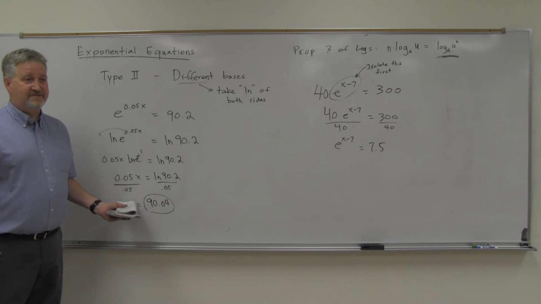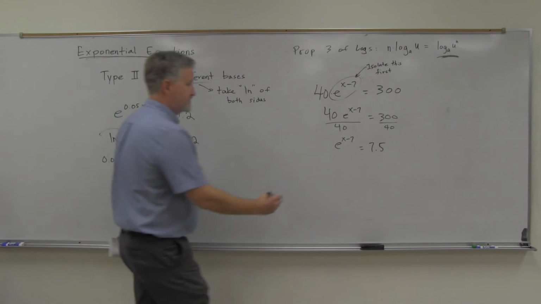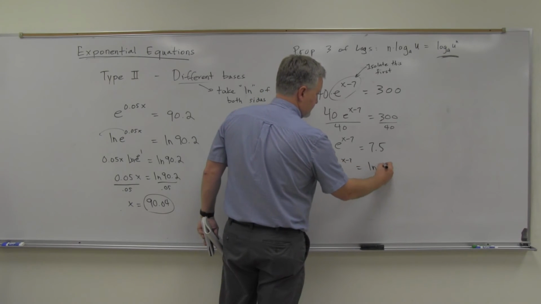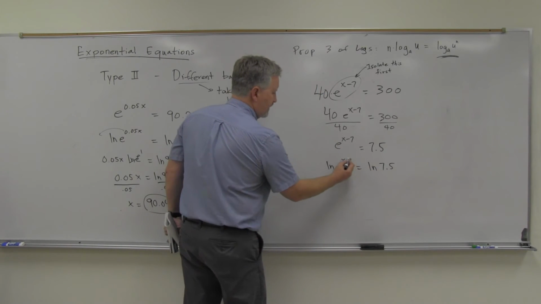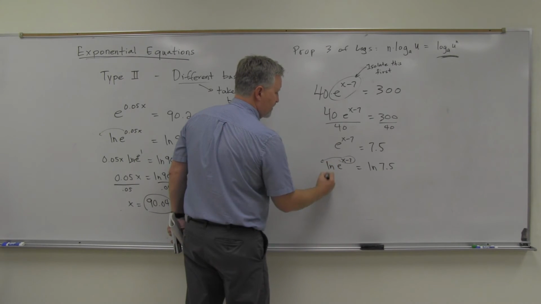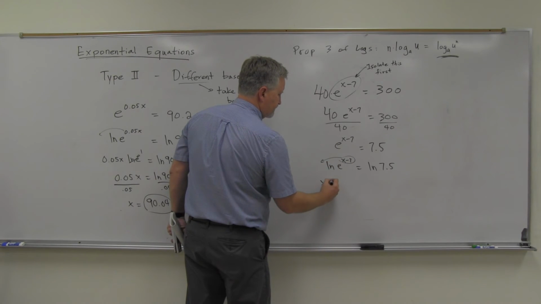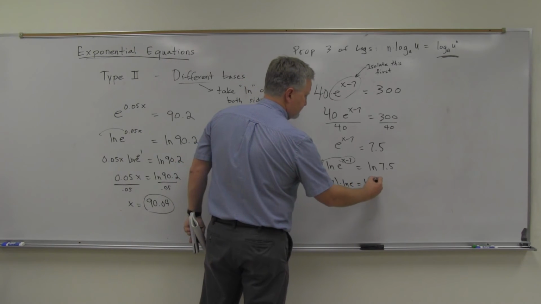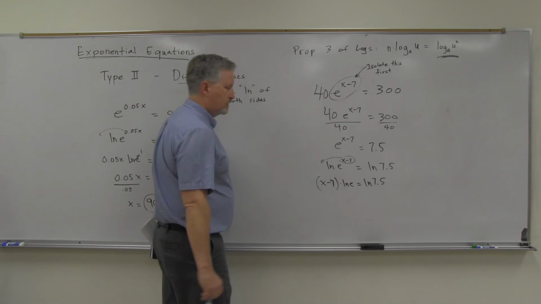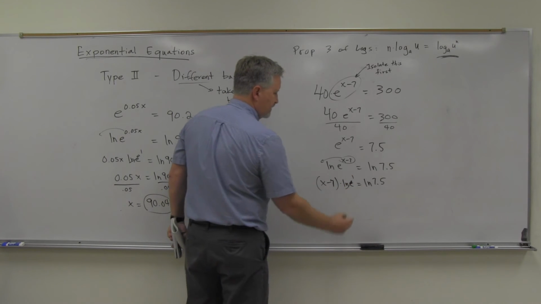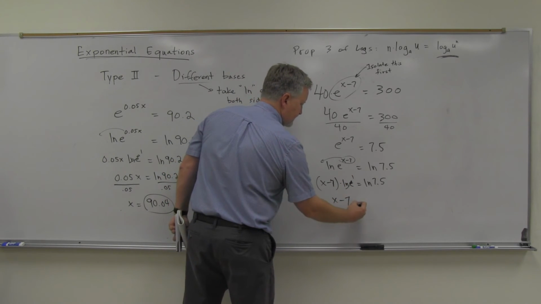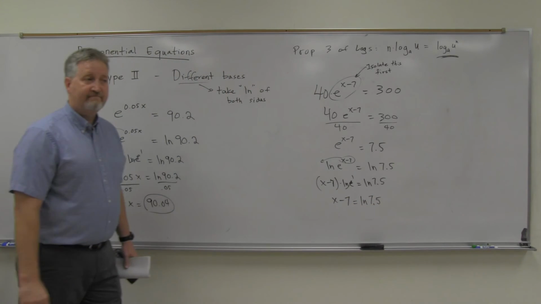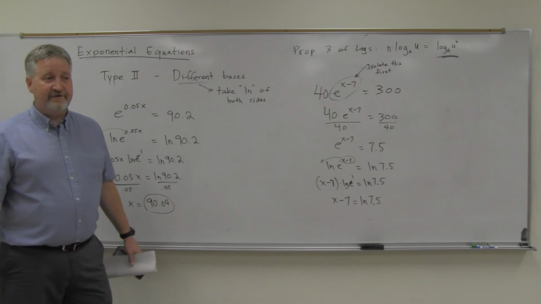Now it's set up very nicely. ln both sides. That'll allow me to then bring down the power. x minus 7 times the ln of e equals ln of 7.5. Well, the ln of e there is just 1. And so this is just x minus 7 equals ln of 7.5. Right? Now, all I have to do is add the 7.